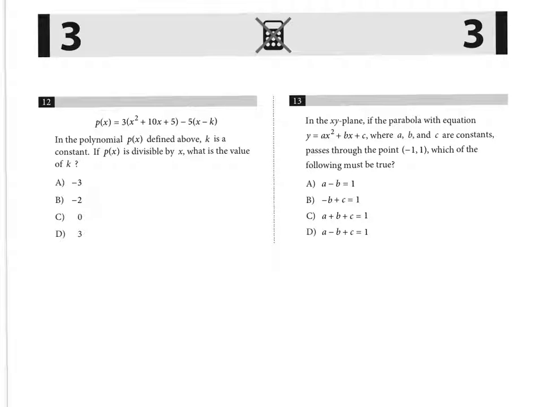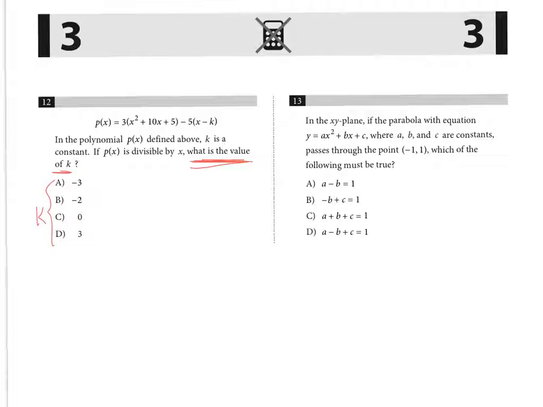So on the next page, problem number 12, it says, in the polynomial p of x defined above, which is, they give us this right here, k is constant. A constant is just a number, okay? So the question here is, if p of x is divided by x, what is the value of k? So they're asking us for the value of k. And all of these values right here are representing the k.